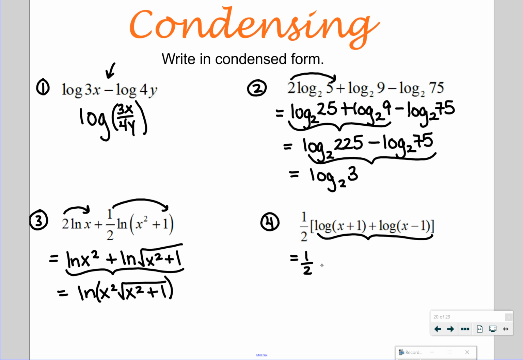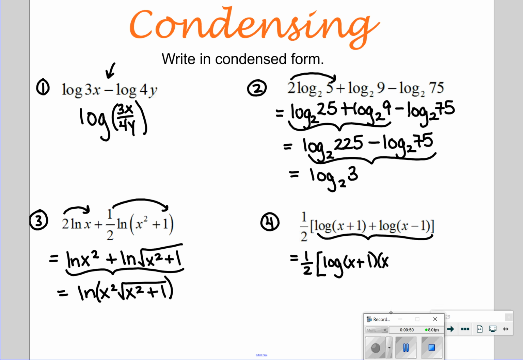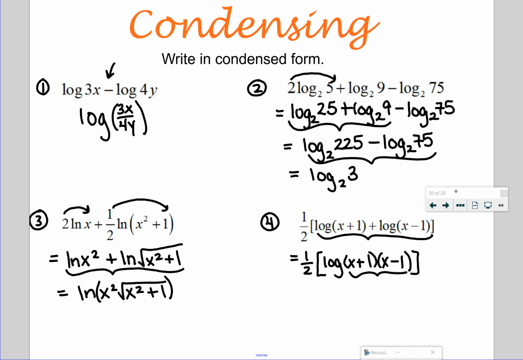So I'm just going to bring that 1/2 down. And then the two logs on the inside are added, so we're going to multiply them together. So it's going to be log of x plus 1 times x minus 1. And now here we can actually simplify a little bit more. If I'm multiplying x plus 1 times x minus 1, that's a little foiling we can do.